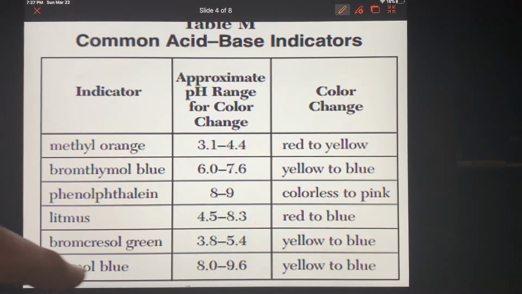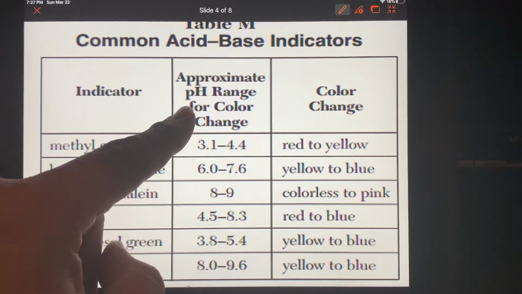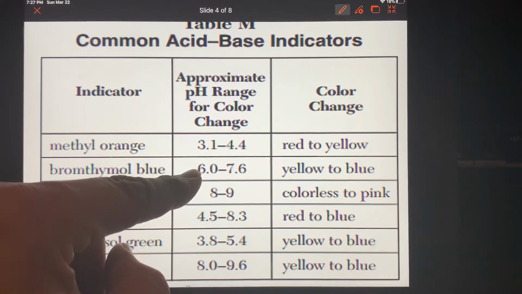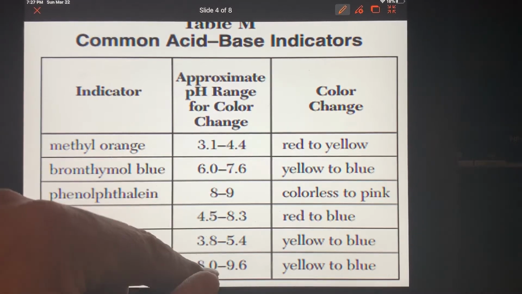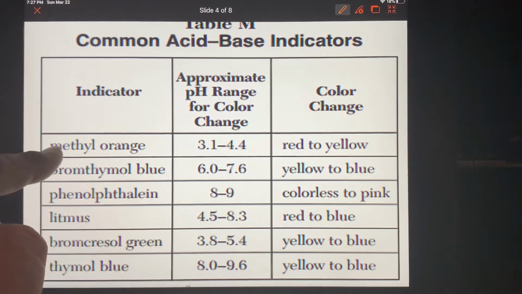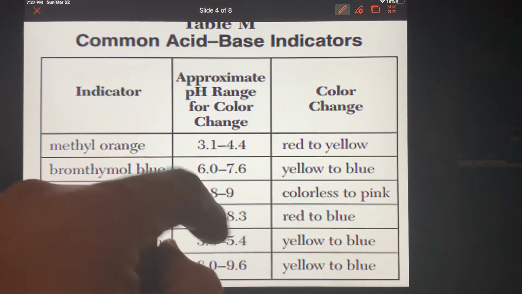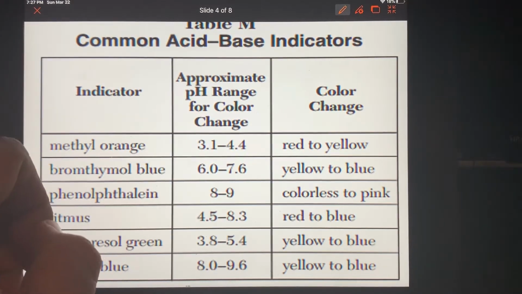All right, so over here I have the approximate pH color range. I have 3.1 to 4.4, 6.0, 7.6, so on and so forth, all the way down to here. These are 6 indicators. Then these are the color changes here, red to yellow, yellow to blue, and so on. Okay, very simple.